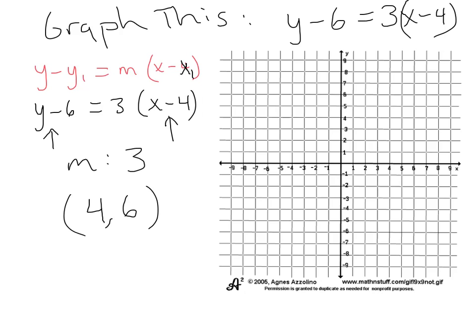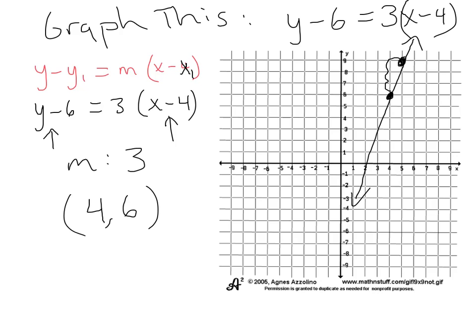You're looking at a point 4, 6 that you know is on your graph, and you have a slope of 3. So that means from this point you can go up 1, 2, and 3, and over 1. And there you have another point. If you draw a line through those 2 points, that's the line you're interested in.